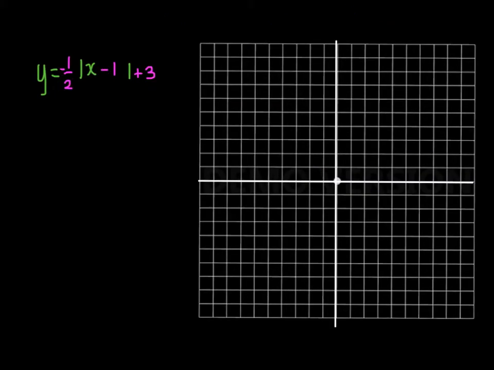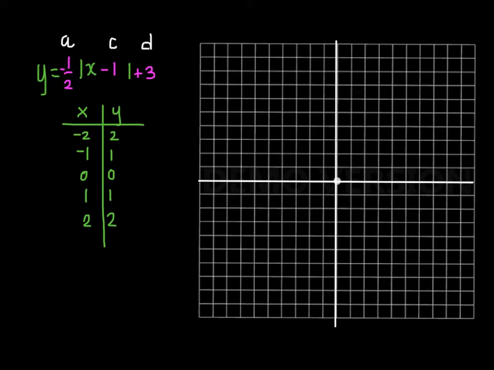So what happens when I do these hot pink transformations on them? Well, the first thing we need to do, like we have been doing in transformations, is create the parent table. Once I have the parent table, I'm going to do the transformations. And I'm going to label the transformations first. This is an A, this is C, and this is D. And remember, A is my vertical stretch or compression, expansion or compression, whichever. So I'm going to multiply my y's by -1/2, and I'm going to get -1, -1/2, 0, -1/2, -1.